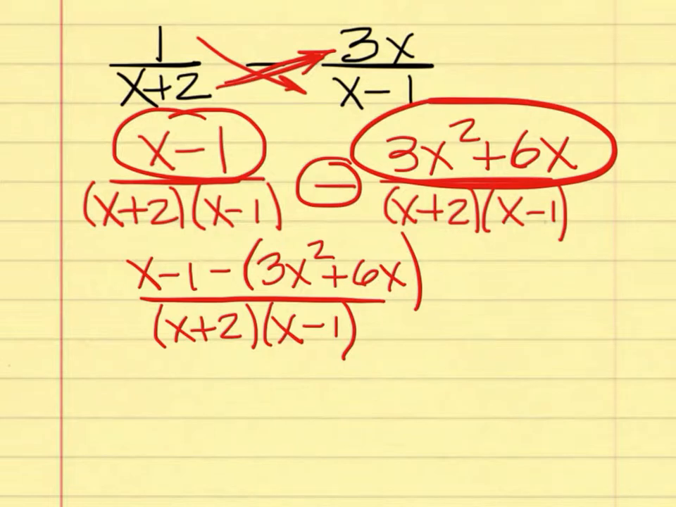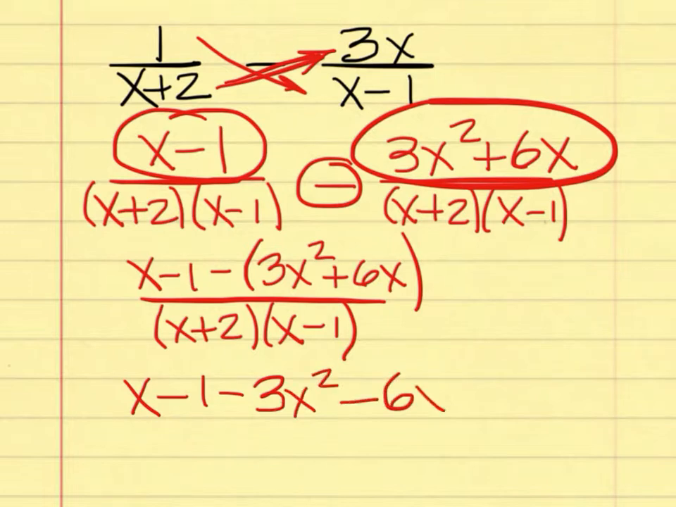How can I simplify this? The minus quantity. How can I simplify that? Would it be -3x squared minus 6x? That's right. You would distribute the minus sign through the quantity. And x minus 1 is not changed, but you would have minus 3x squared minus 6x, changing the sign of everything inside.